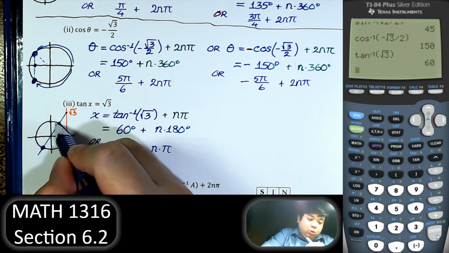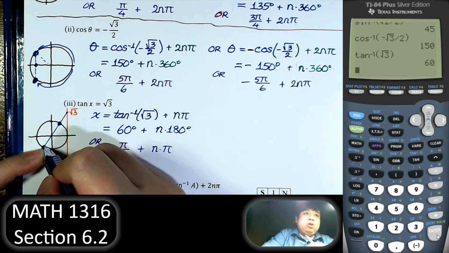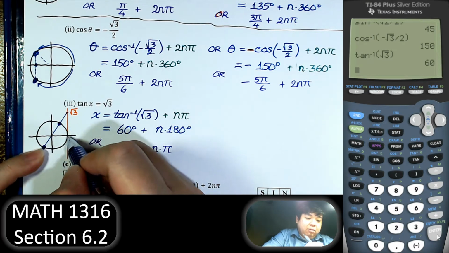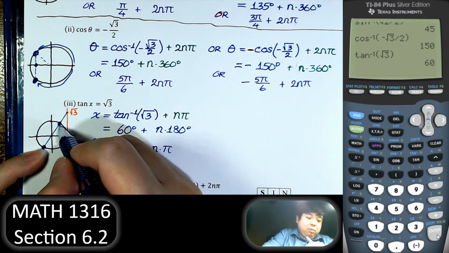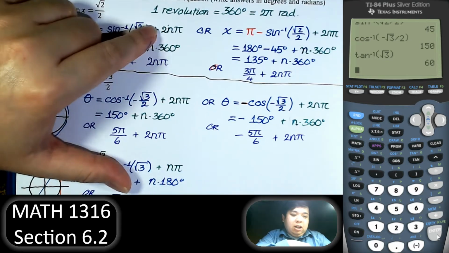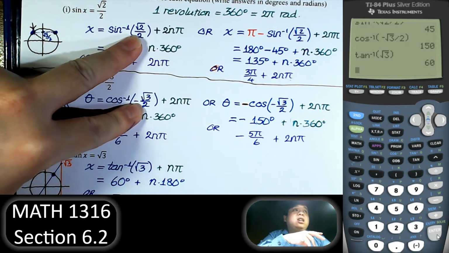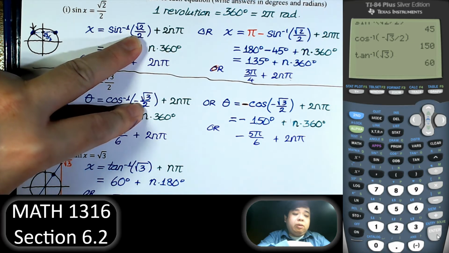Because in tangent, we can just go one revolution, half a revolution to get to the opposite side, and then half a revolution to get back to that point. Right, so now one more thing about the 2n pi. Remember, we did study that in chapter 4.